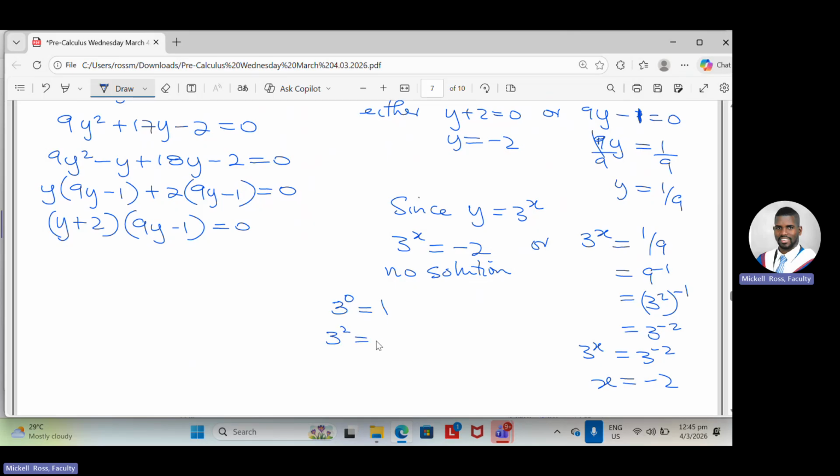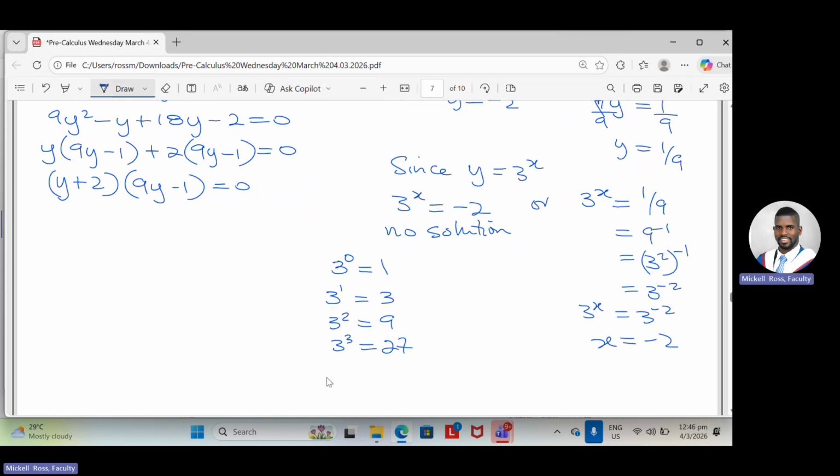Let's start from 3 to the 1. 3 to the 1 is equal to 3. 3 squared is equal to 9. 3 cubed is equal to 27. So we know that it's none of those answers because we passed the answer a long time ago. Once we even reach 1, we know that we're on the side of the positive, and we need the answer to be a negative. So any power increasing in the positive direction is going to give us a more positive answer.